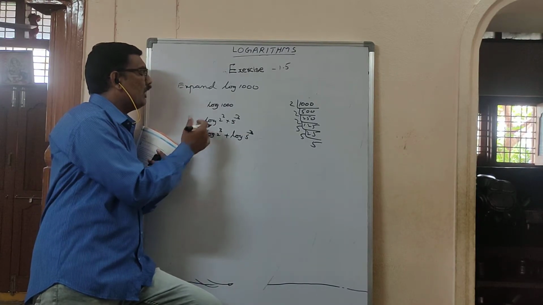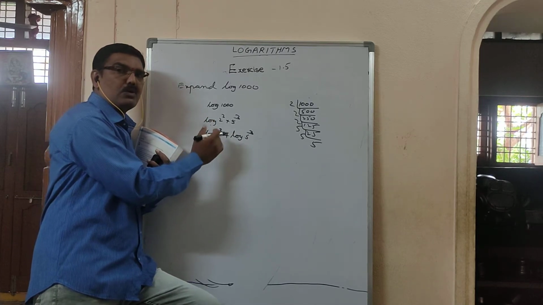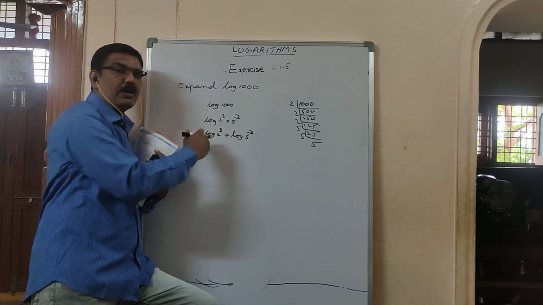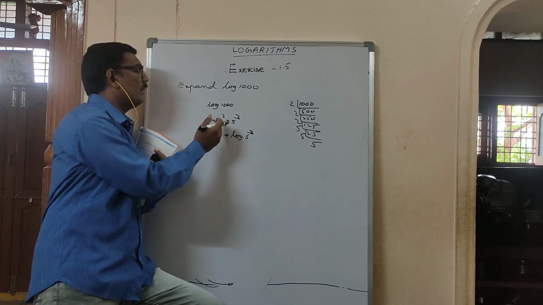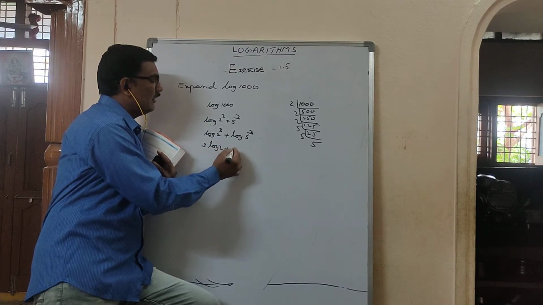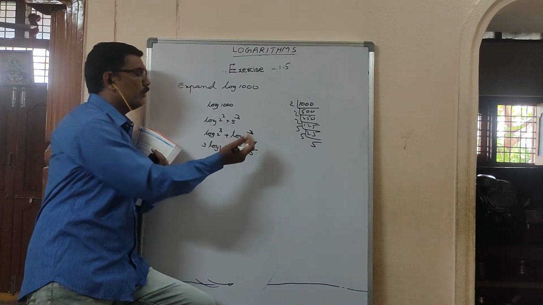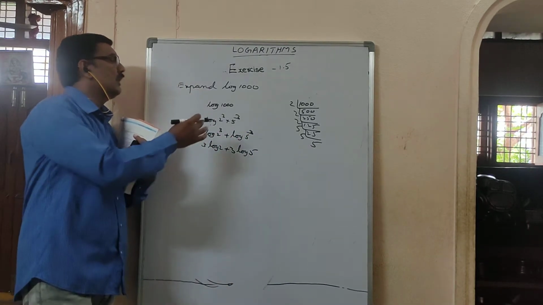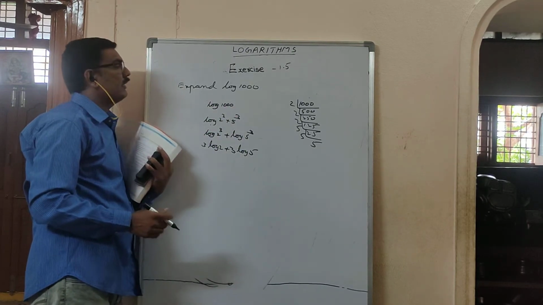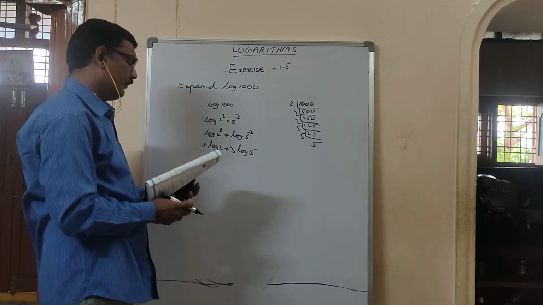Then again you are saying log 2 cube. It is not log 3 to the base 2. It is log 2 cube. Log a power m formula is m log a. Means you can write 3 log 2 plus 3 log 5. What you have done is you expanded log 1000 like this.